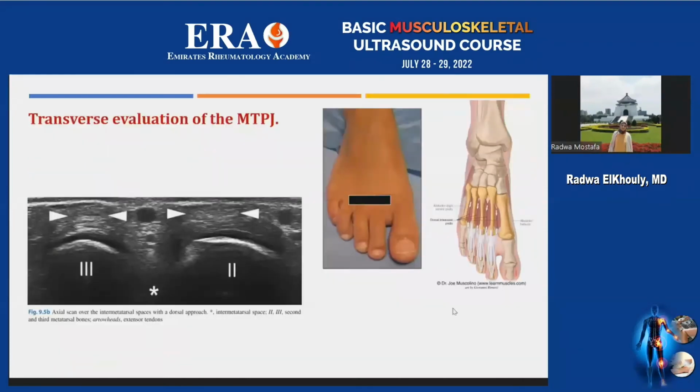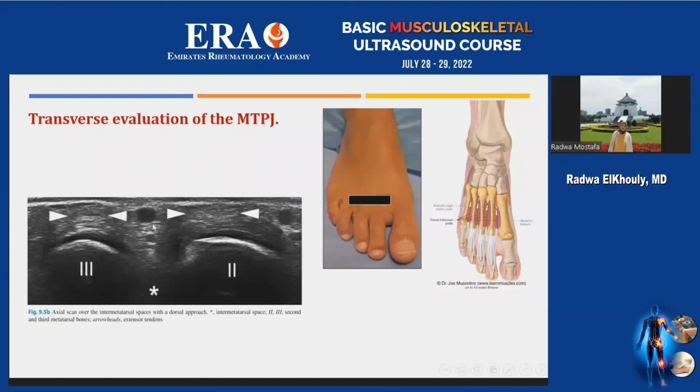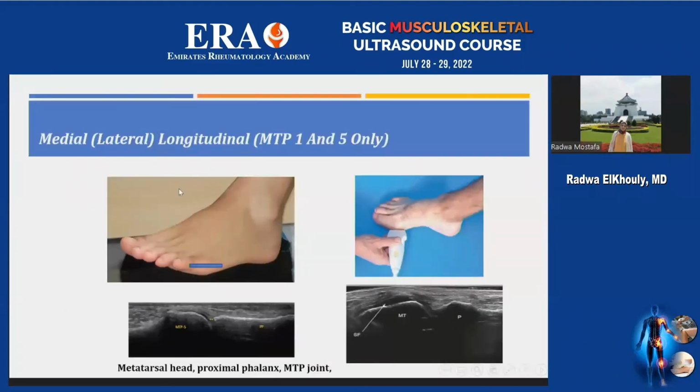Turning our probe to the transverse, we will see the metatarsal head with the cartilage above, and the extensor tendon will be rounded, with the vessels in between. We also have to scan the medial aspect of the first metatarsal and the lateral aspect of the fifth metatarsal, as they are accessible when we try to find an erosion. We will see the same structures, the metatarsal bone and the proximal phalanx, and we will assess the continuity of the bone for any detection of early erosion.